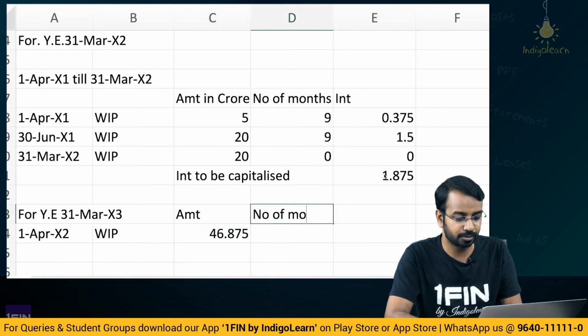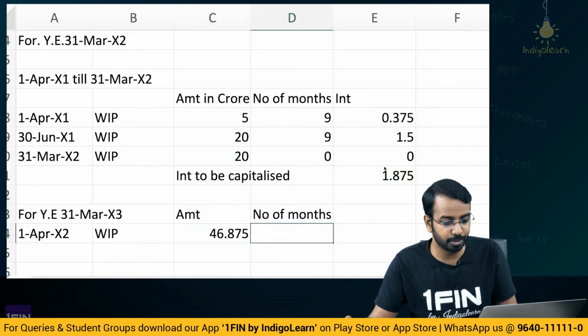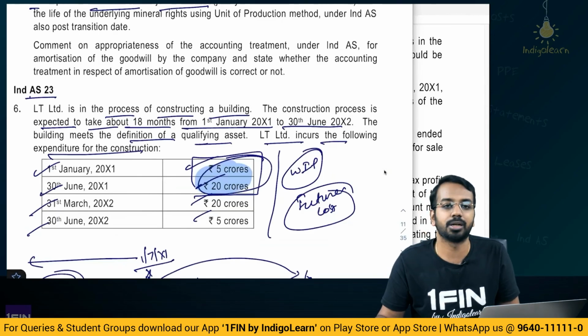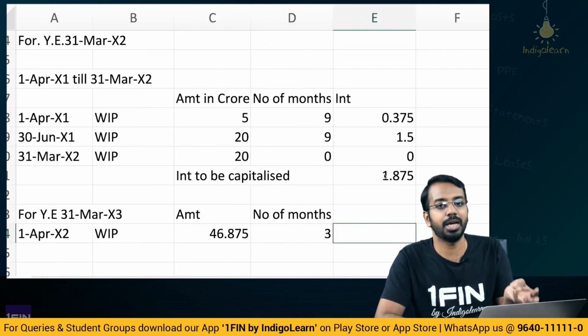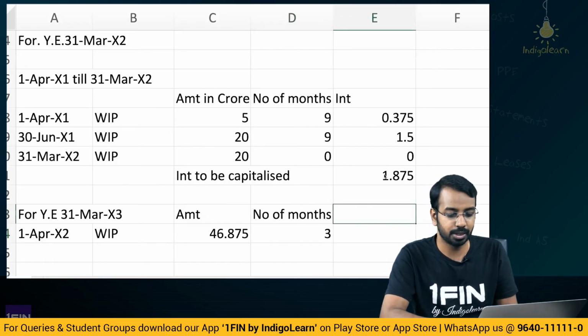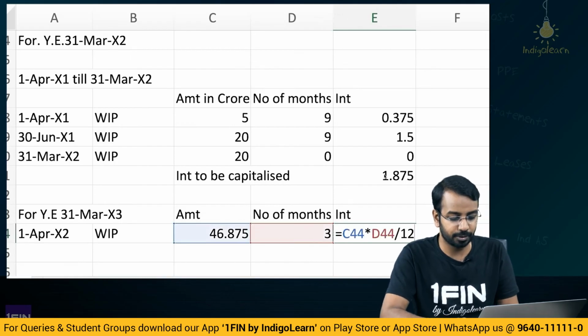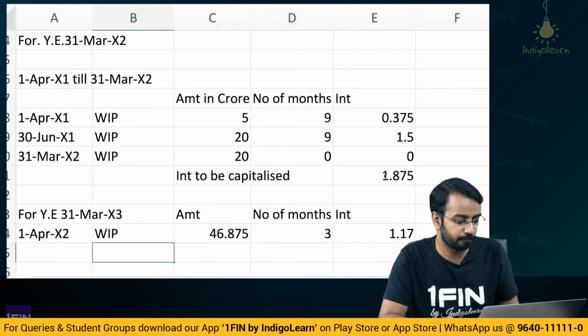How many number of months? Now here, if you go back to the question and see, the period of completion is 30th of June of year 2. So, 3 months. 1st of April of year 2, May, June. April, May, June, 3 months. Interest would be 46.875 into 3 divided by 12 multiplied by 10%. You get 1.171875 or 1.17 rounded off.